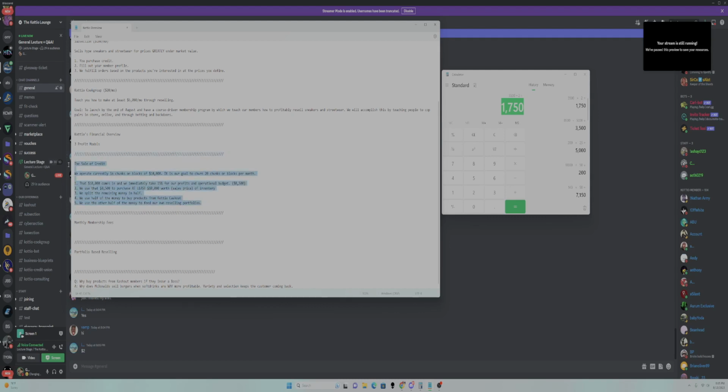Any questions about this? Any questions about how the sale of credit works across the Kottio organization? Doesn't seem like it. Okay. Very, very cool. What's an example of your other reselling portfolio? We'll get into this in this section.